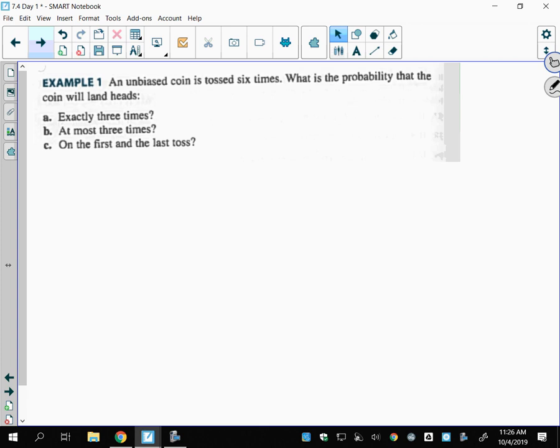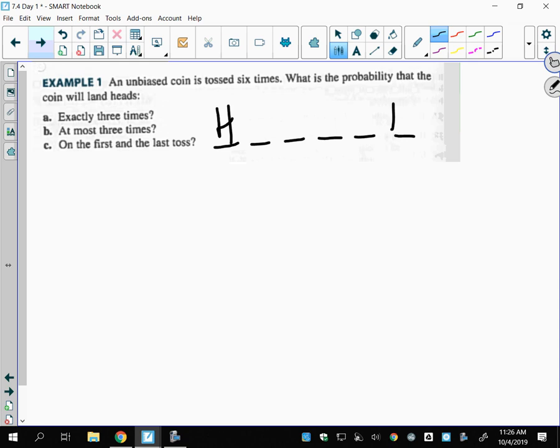I just ran out of room. It says, what is the probability that a coin will land heads on the first and the last toss? So that would be, oh, I put my pen down somewhere and I don't know where. Oh. So again, I'm doing this 6 times. 1, 2, 3, 4, 5, 6. I want heads the first one, and I want heads the last one.